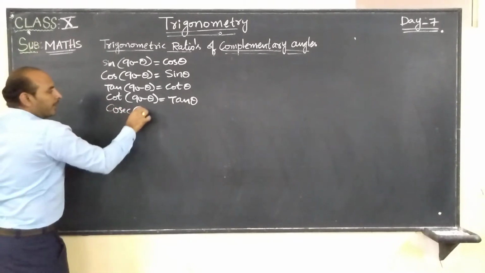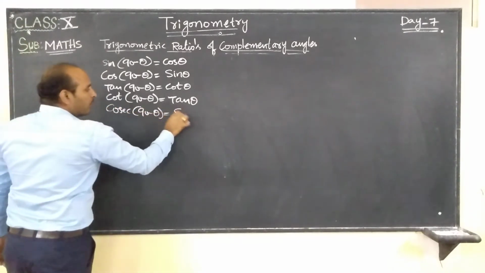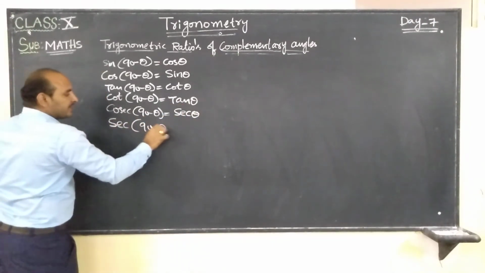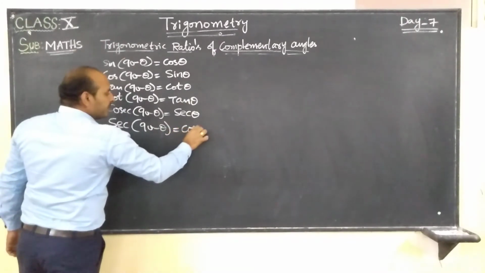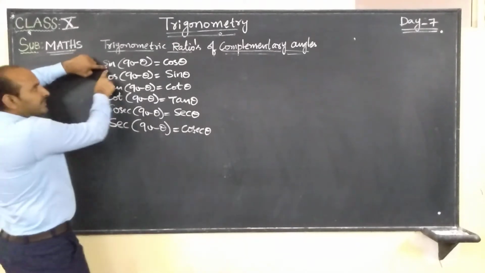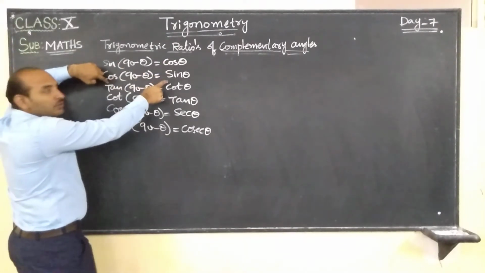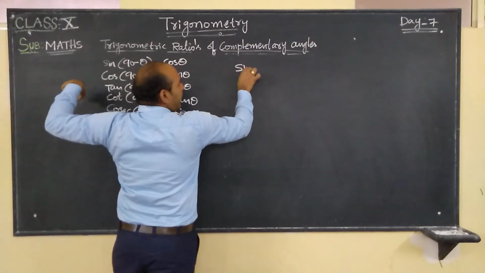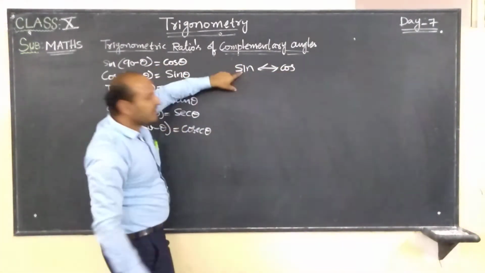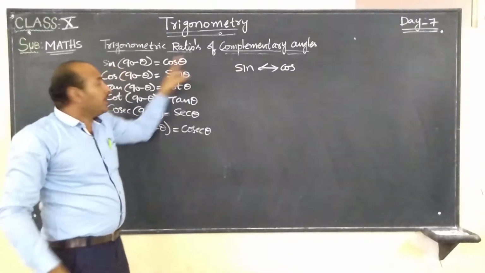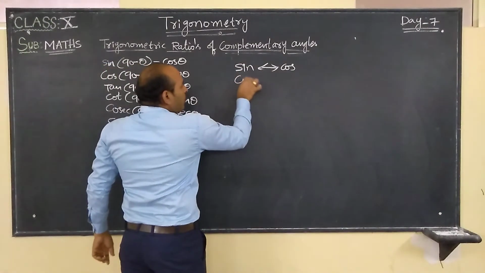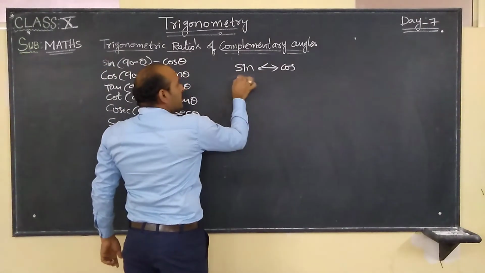Cosecant of 90 minus theta is equal to secant theta. Secant of 90 minus theta is equal to cosecant theta. You can observe clearly that sin changes to cos and cos changes to sin when the angle is 90 degrees.